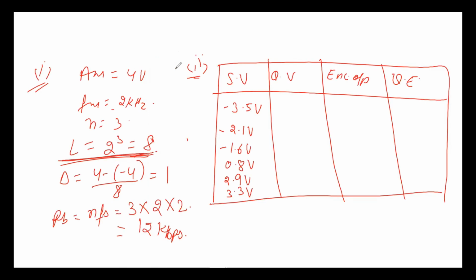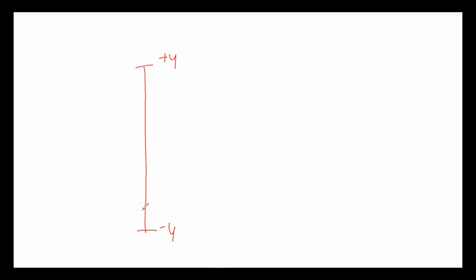So what is the minimum value? Minimum value is minus 4 and the maximum value is plus 4 volt, because our message signal will oscillate between minus 4 to plus 4, because this is a sinusoidal signal. Now the number of levels is 8, with a step size of 1 volt. So you have to divide it into 8 with a step size of 1 volt.